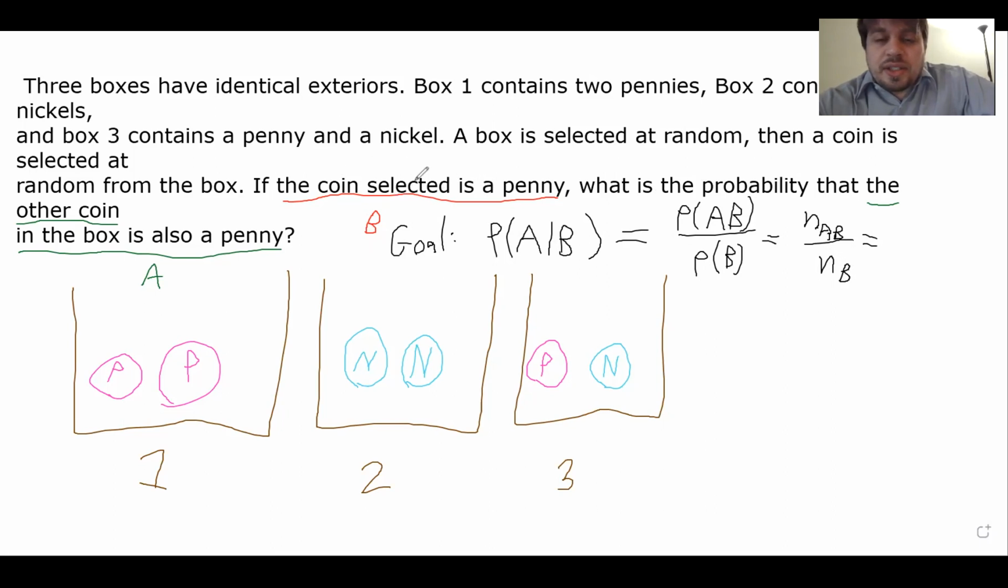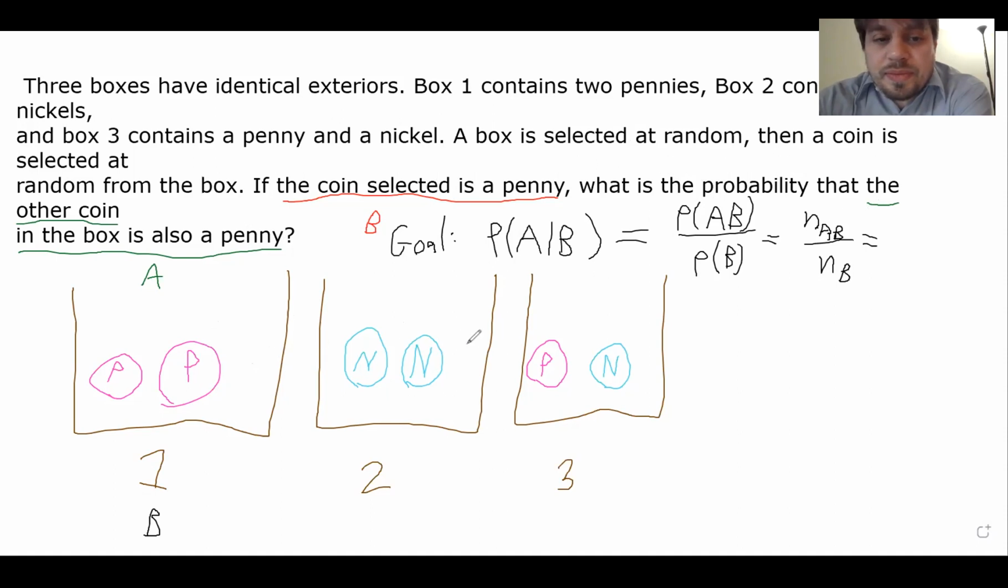B is you select a penny, right? And it's asking what's the probability the other coin in the box is also a penny. So only box 1 is in event B, right? Event B, it has to be this box, right? So you're selecting one box at random, but there's only one box in which you can select a penny, and the other coin in the box is also a penny.